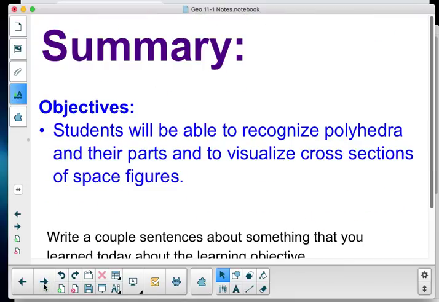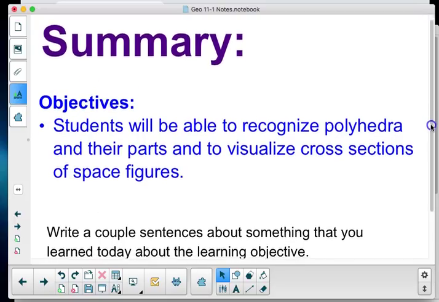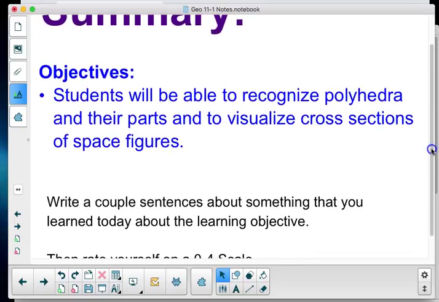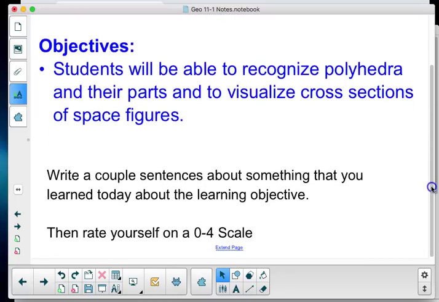In the summary, the objective: students will be able to recognize polyhedra and their parts and to visualize cross sections of space figures. Write a couple sentences about something that you learned today, about the learning objective, then rate yourself on a 0 to 4 scale.